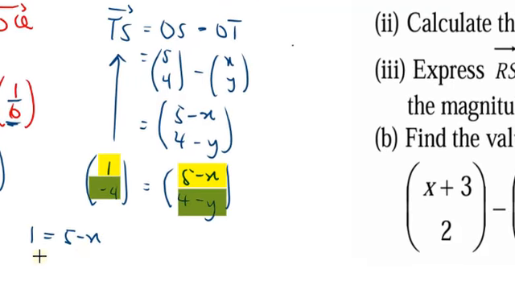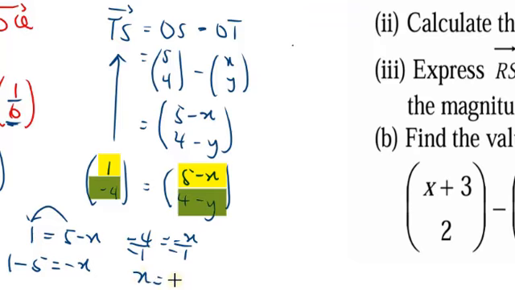What can I do? I can say that I'm moving 5 to this side, so I have 1 minus 5 is equal to negative X. Then what is 1 minus 5? That will give us negative 4 is equal to negative X. Then we divide through by negative 1, so we have X to be equal to positive 4.